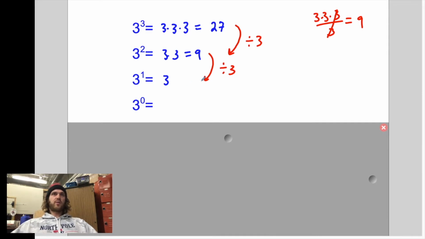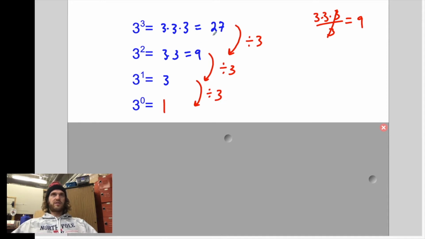So what if we continue this process? What if we continue and we come down, I'm going to do the same thing here. I have decreased the power by 1, which means I have divided by 3, so I'm going to divide by 3 again. And we end up with 3 divided by 3 is 1. Amazing.